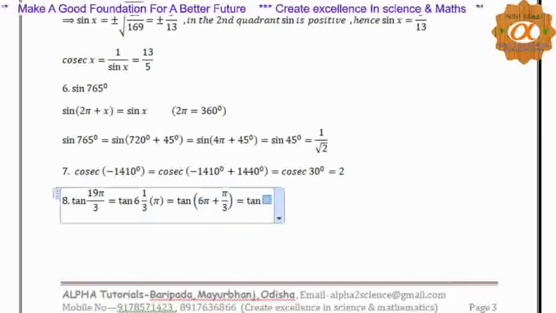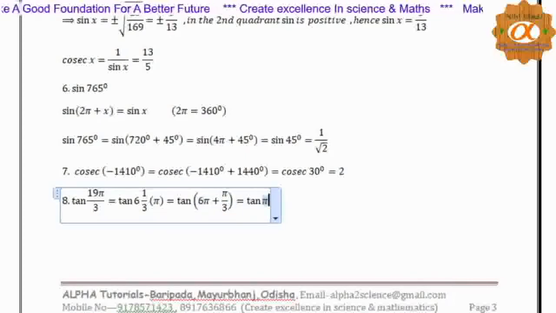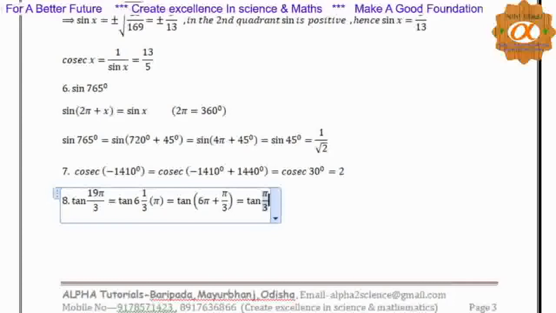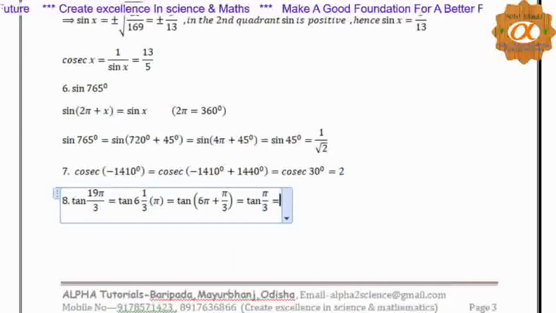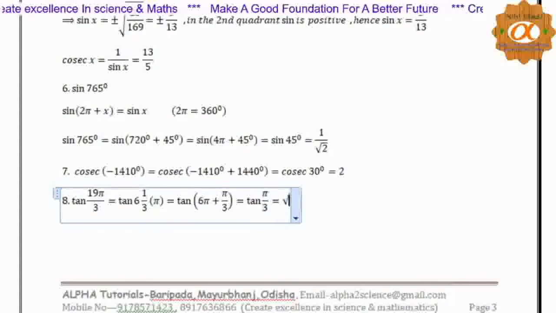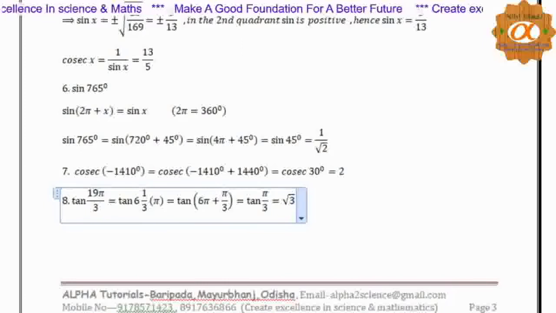That can be written as tan only pi by 3, because tan also repeats after every 2 pi interval: 2 pi, 4 pi, 6 pi, 8 pi. 6 pi is a multiple of 2 pi. That means its value is tan pi by 3, and pi by 3 means tan 60 degree. Hence its value is root 3. Answer.